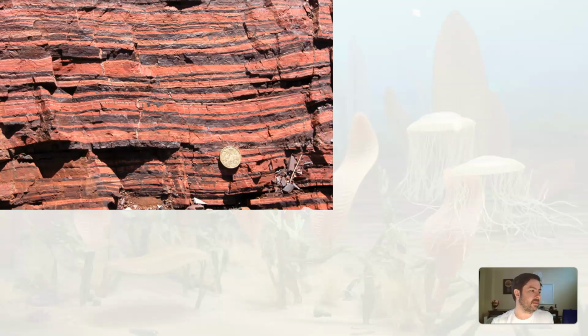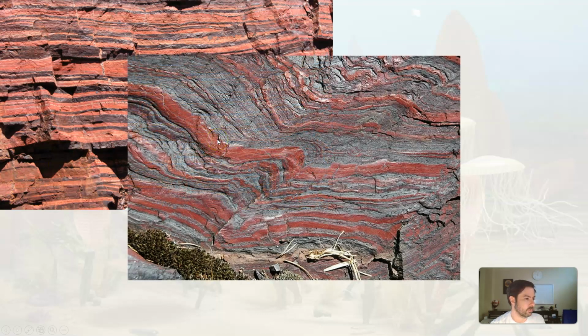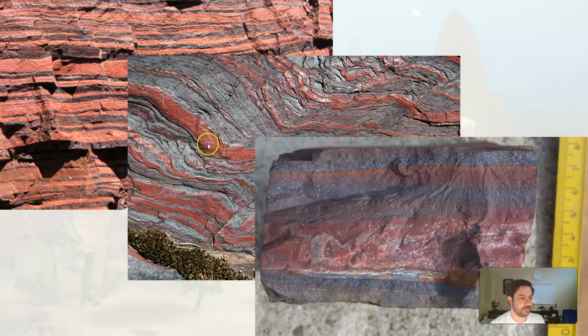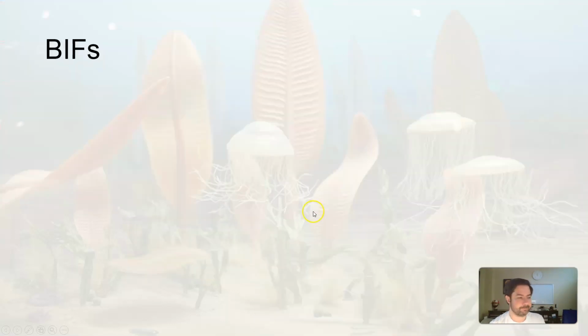There you go. So remember some images of banded iron formations. The darker material is the iron-rich minerals, usually hematite or magnetite. The red is the chert or jasper. So again, just some different images that you see here. Yeah, sometimes sparkly.